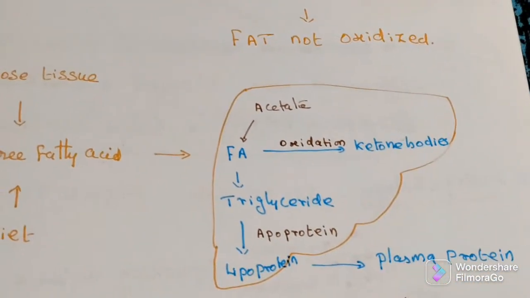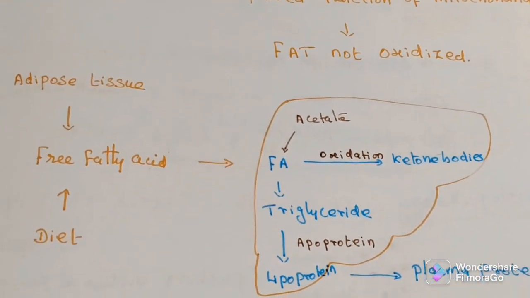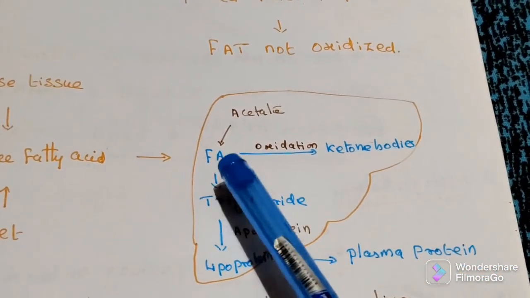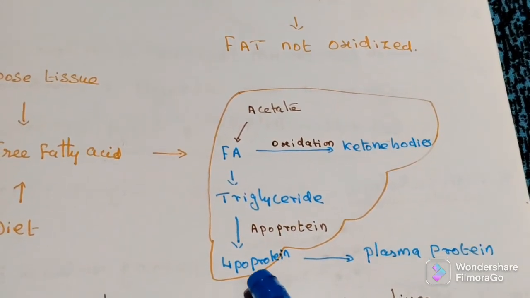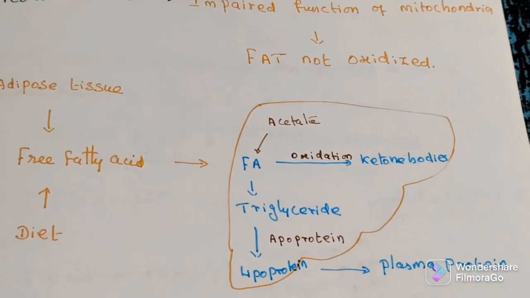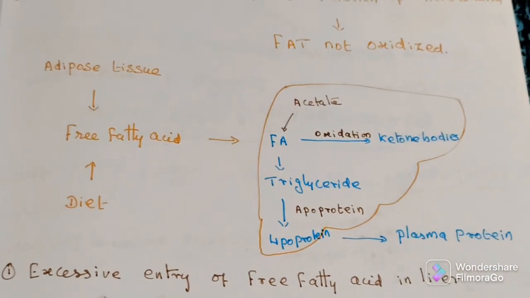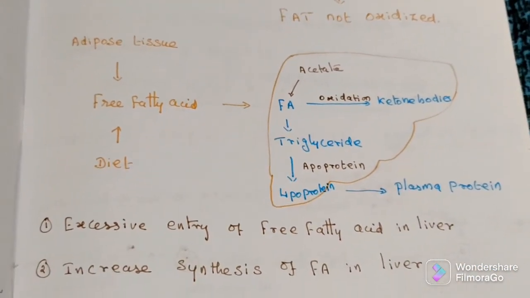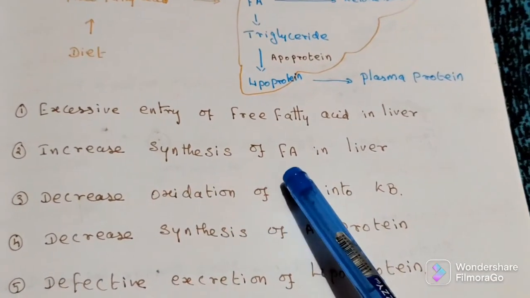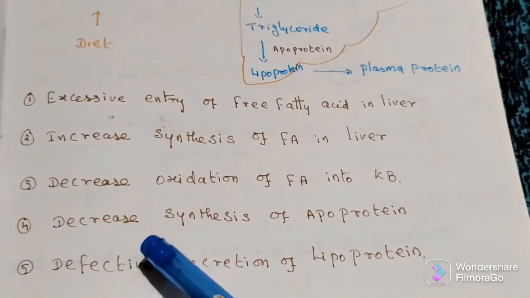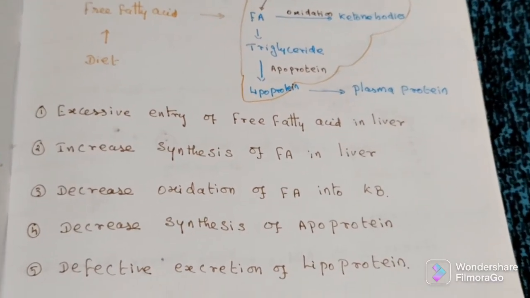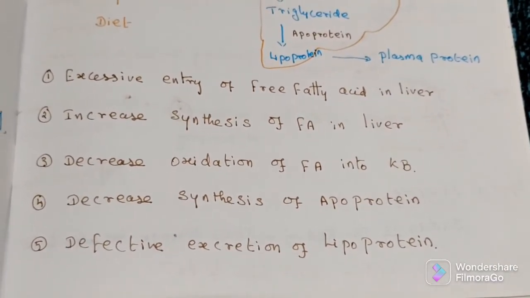Then decreased synthesis of apoprotein and defective excretion of lipoprotein. Triglyceride or fatty acid, with the help of apoprotein, is converted into lipoprotein and transported to plasma. Defective excretion of lipoprotein causes fatty liver. So excessive entry, increased synthesis of fatty acid, decreased oxidation of fatty acid, decreased synthesis of apoprotein, and defective excretion of lipoprotein are the main reasons in the pathogenesis.